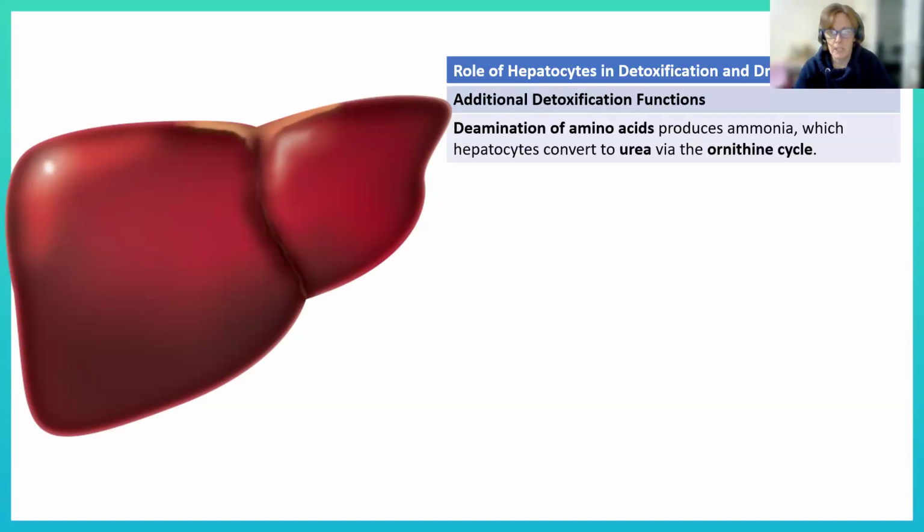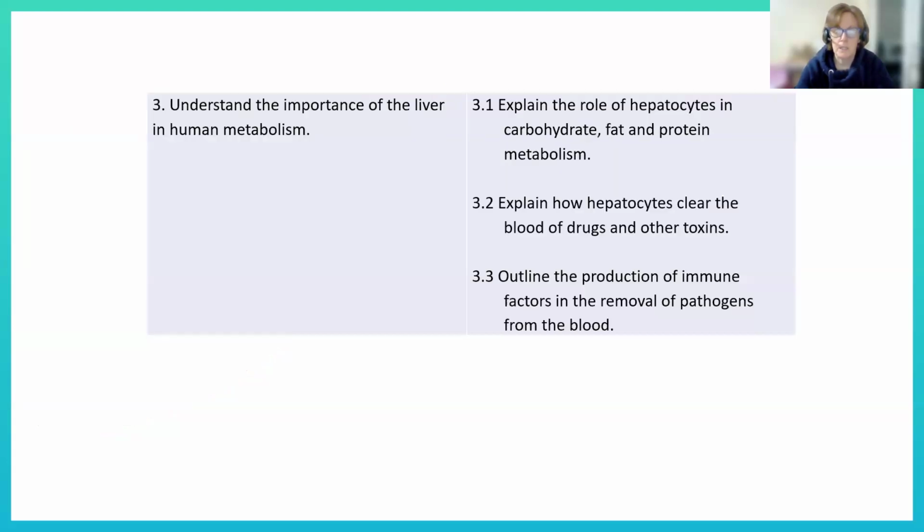Additional detoxification functions, which we've talked about last session, are the deamination of the amino acids producing ammonia, that's urea, and that's how we get rid of that. Okay, so we have had a look at clearing the blood of drugs and toxins and a more detailed look at the immune factors in the removal of pathogens from the blood.